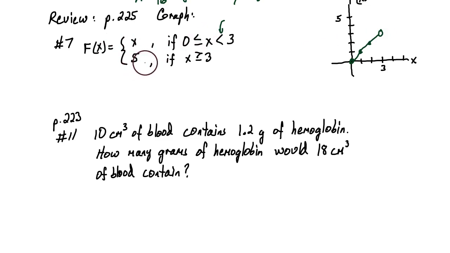Now let's graph the second part. This starts to occur whenever x is greater than or equal to 3. So when x is equal to 3, what's y equal? It's 5. 3, 5 is a dot on the graph. And whenever x is greater than 3, the y value stays at a height of 5. So draw a horizontal ray going to the right.